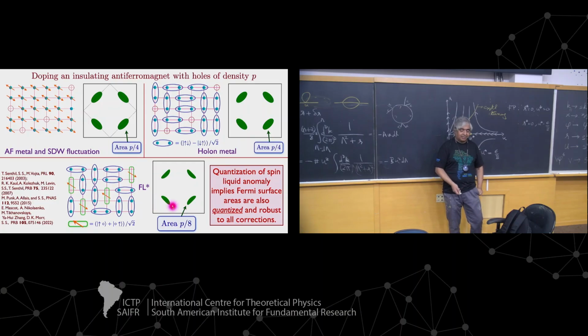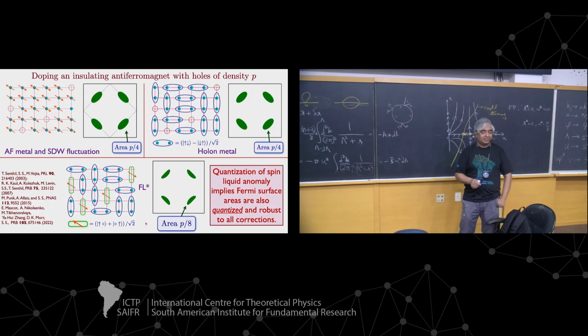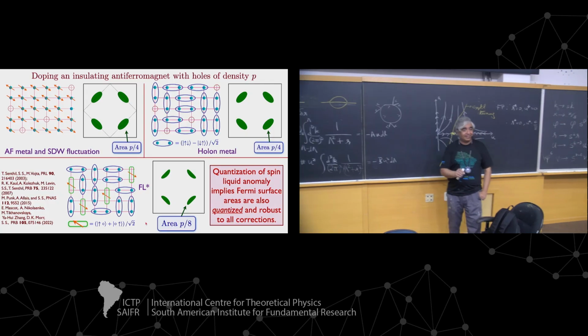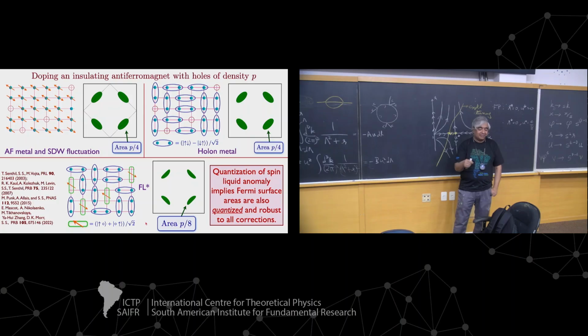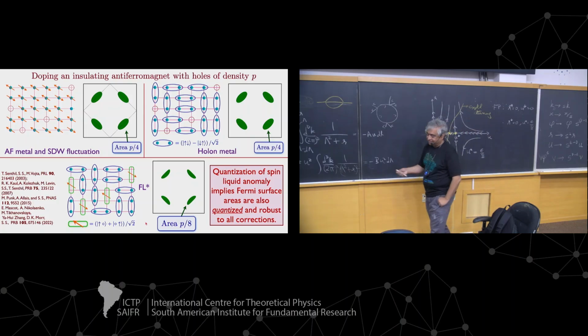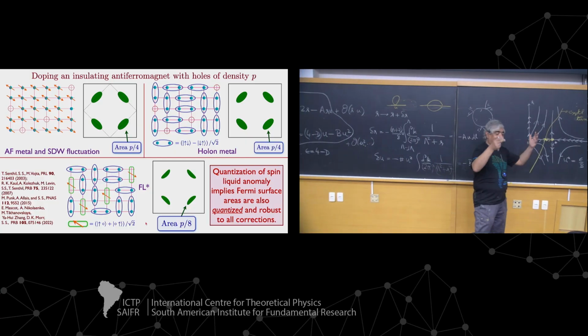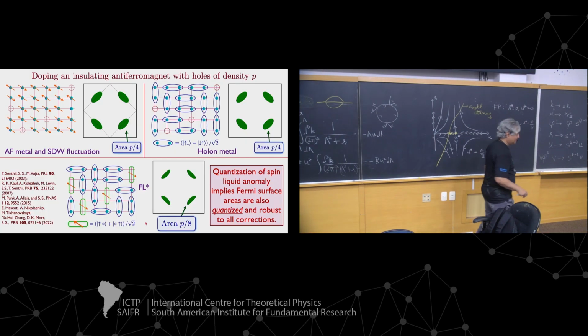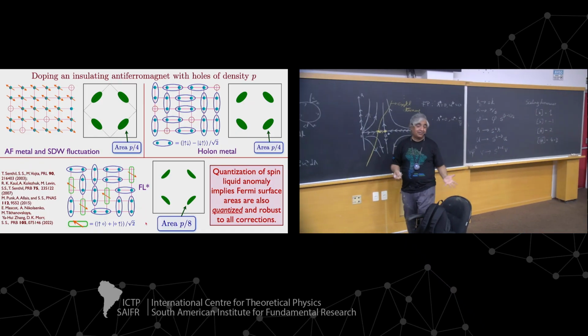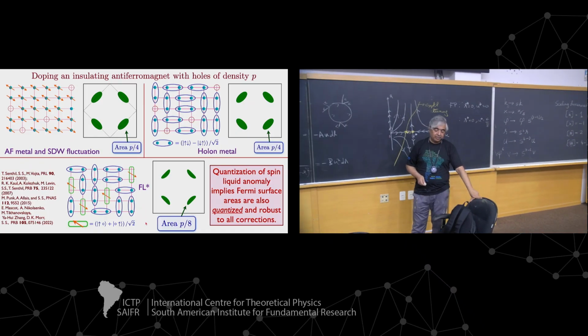Now, the key point is that I gave these very simple pictures to figure out the area of these pockets. But the answers are robust. They're exact. In fact, they're quantized because of this Oshikawa anomaly. So this is kind of a beautiful thing. Somewhat like the fractional quantum Hall effect, suddenly there's something that's quantized. Here it's just the area of the Fermi surface. It's not quantized in units of some fundamental constants, but in units of the density. So you have to know the density, but other than that, nothing else.